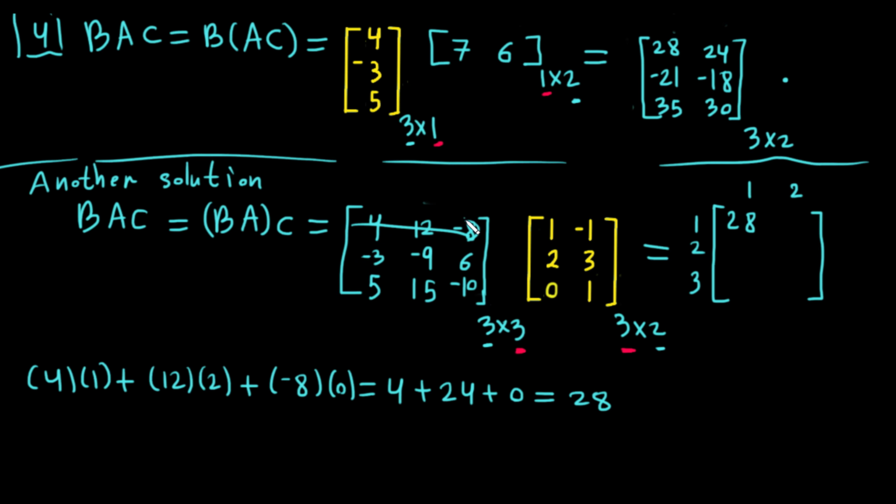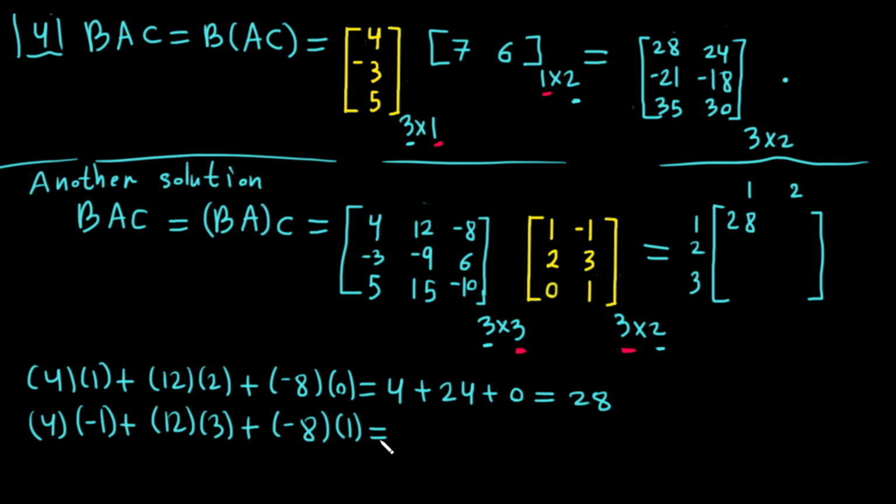Now we will multiply this row by this column. So 4 multiply by negative 1, plus 12 multiply by 3, plus negative 8 multiply by 1, which is 4 multiply by negative 1, which is negative 4. 12 multiply by 3, which is 36. Negative 8 multiply by 1, which is negative 8. Here we have negative 4 with negative 8 will be negative 12 plus 36, which is 24. So here we have 24, the same as this one. Let's erase these numbers.